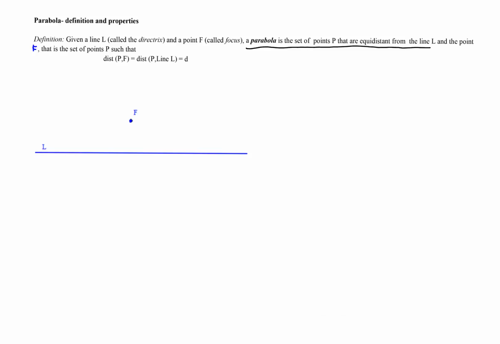So we have a point P. This point is on the parabola if the distance between point P and F is the same as the distance between the point P and the line L. Let's recall that the distance between a point and the line is the distance along the perpendicular to the line L. That perpendicular line passing through the point P will cross the line L at some point Q, and the length of this segment is the distance between the point P and the line L.